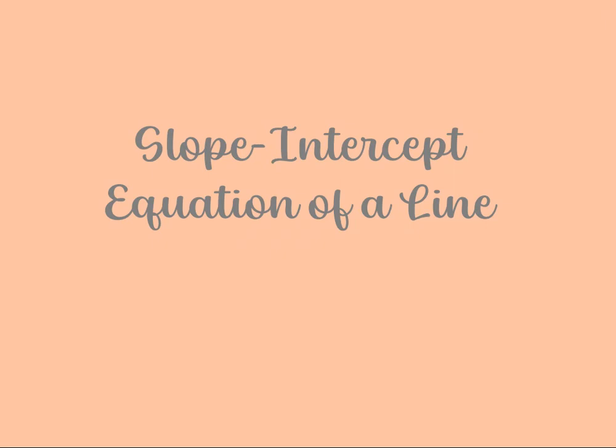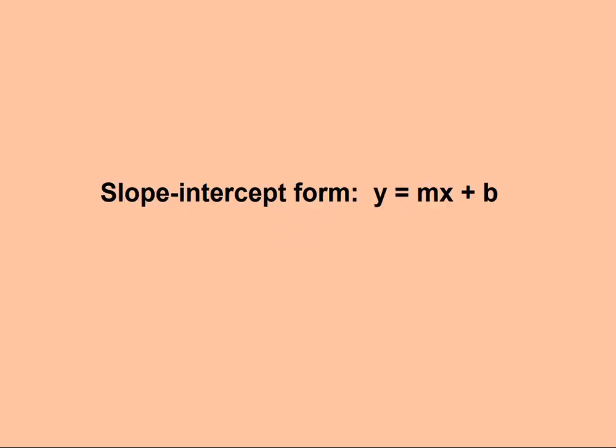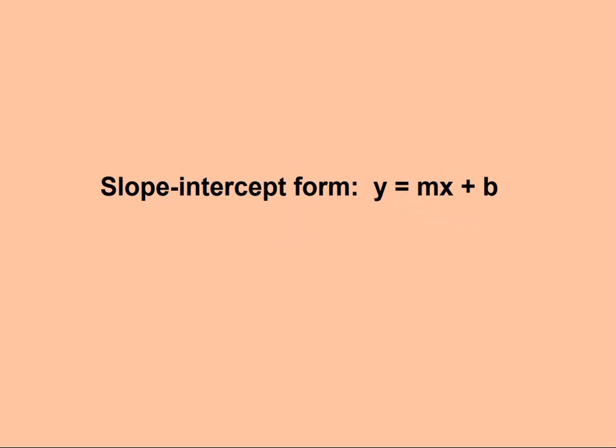Welcome to my classroom. Today we're going to be talking about the slope-intercept equation of a line. The slope-intercept form of the equation of a line is y equals mx plus b. In this equation, m represents the slope of the line and b represents the y-intercept, or where our line crosses the y-axis.